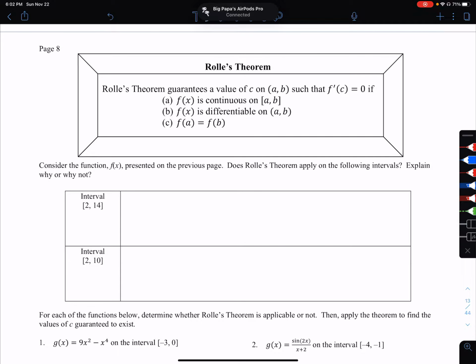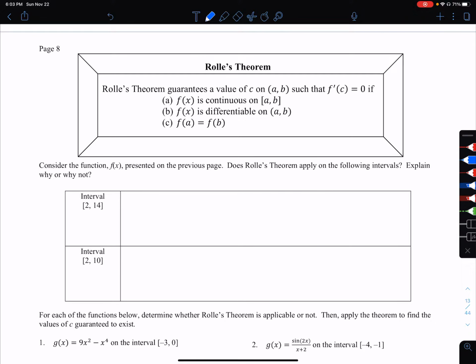AP Calculus AB, Rolle's theorem. Rolle's theorem guarantees a value of c on the interval [a, b] such that f prime of c equals 0. In other words, the first derivative has to equal 0 at some point on this interval, as long as the following three things are true.